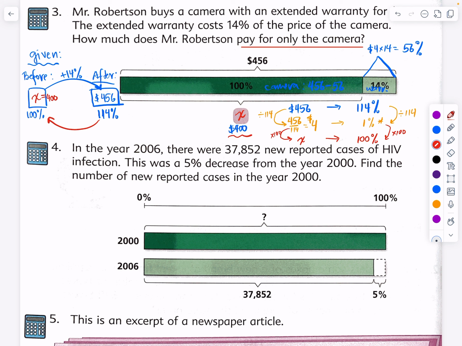Notice how we had to work backwards to find the original price. This is what I mean by calling them reverse percentage problems. We do not know the price before, we know the price after. That includes some percentage increase in this case. We need to work backwards. The key is to find 1%.